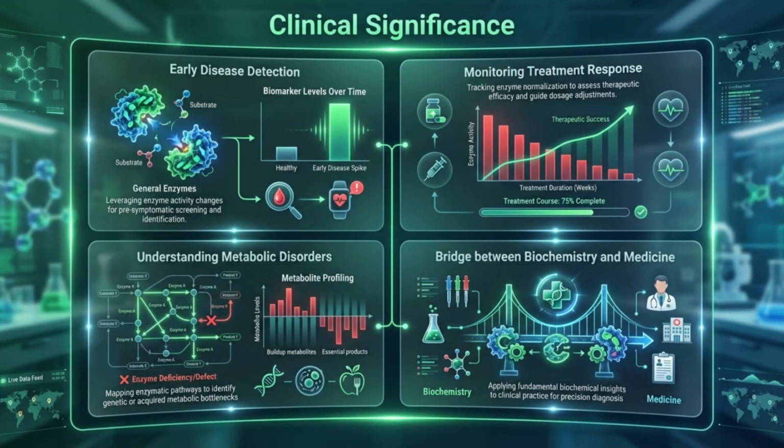The study of isoenzymes and coenzymes has profound clinical implications. Isoenzymes enable early detection of diseases and help monitor the effectiveness of treatment. Coenzymes provide insight into metabolic disorders and nutritional deficiencies. Together, they form a crucial link between laboratory biochemistry and clinical practice, enhancing our ability to diagnose, treat, and prevent disease.